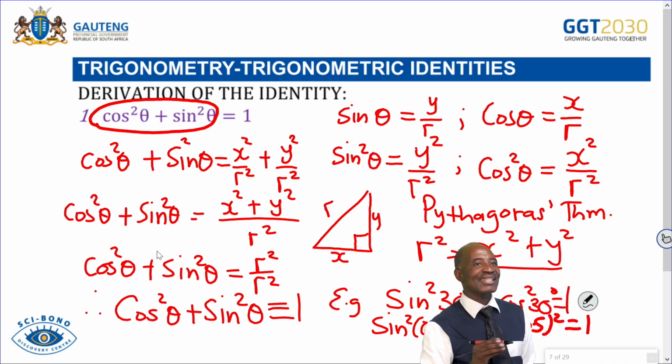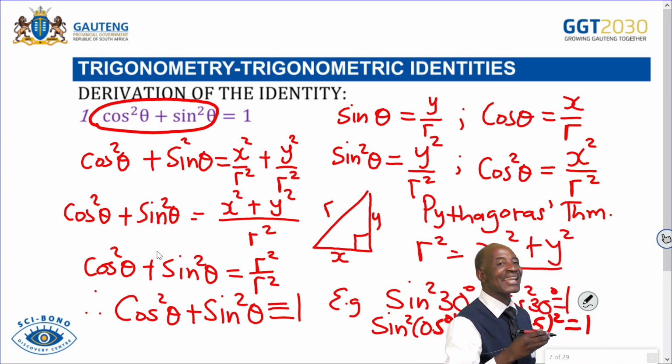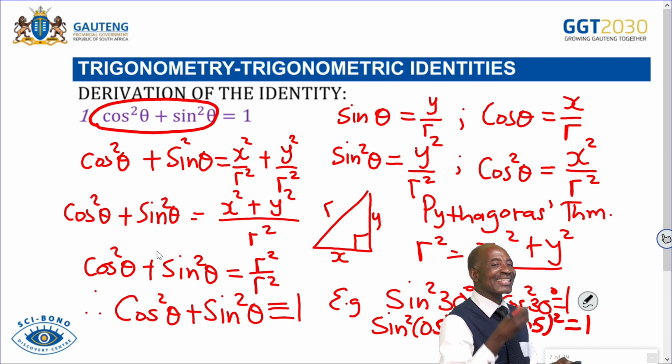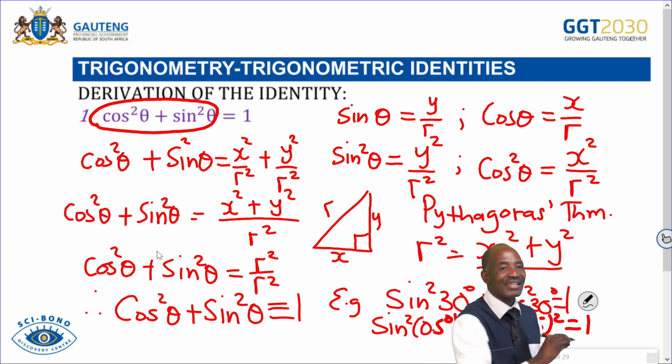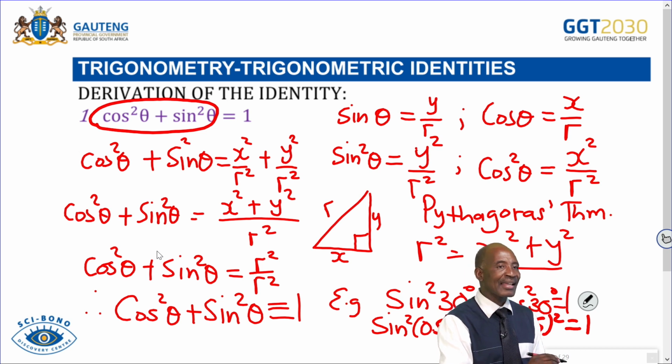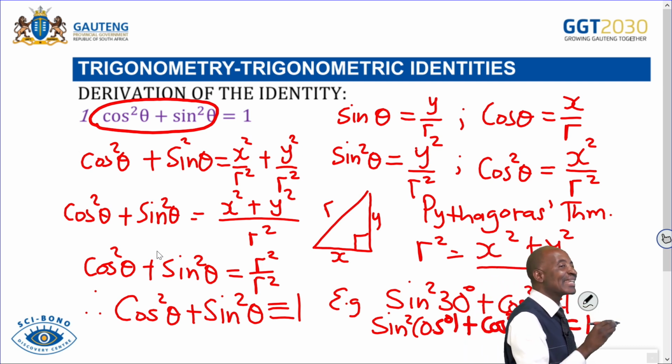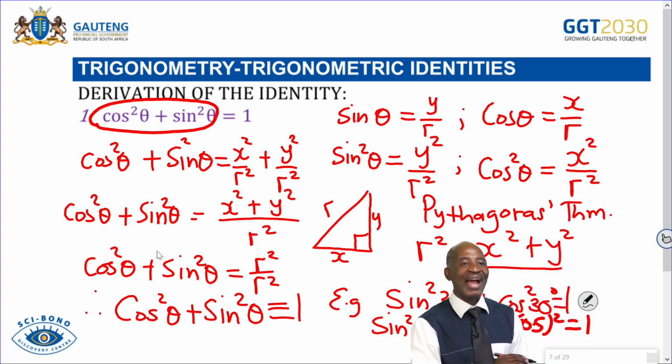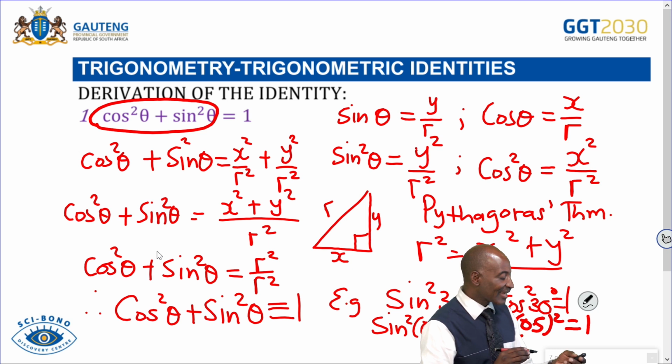That cos squared theta plus sine squared theta is equivalent. It is equal in value to 1 upon substituting for the value of theta. Theta can be any angle. Right. So what we sit with here is called an identity. What then is an identity?